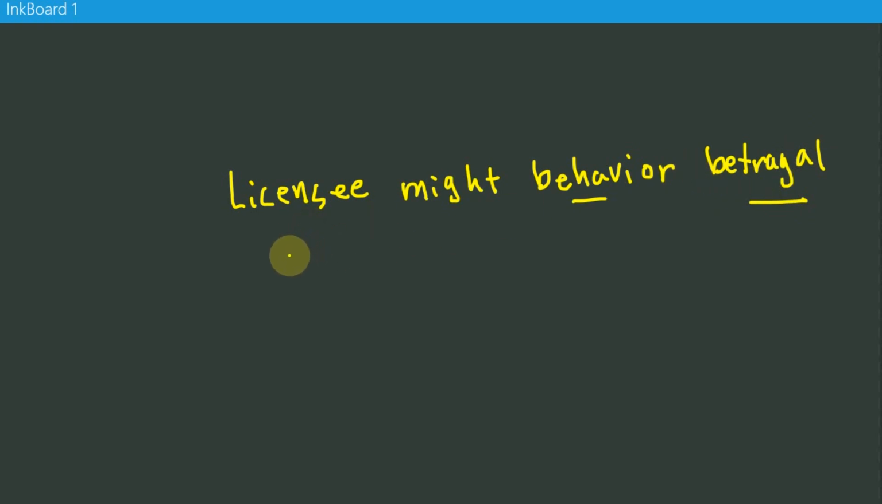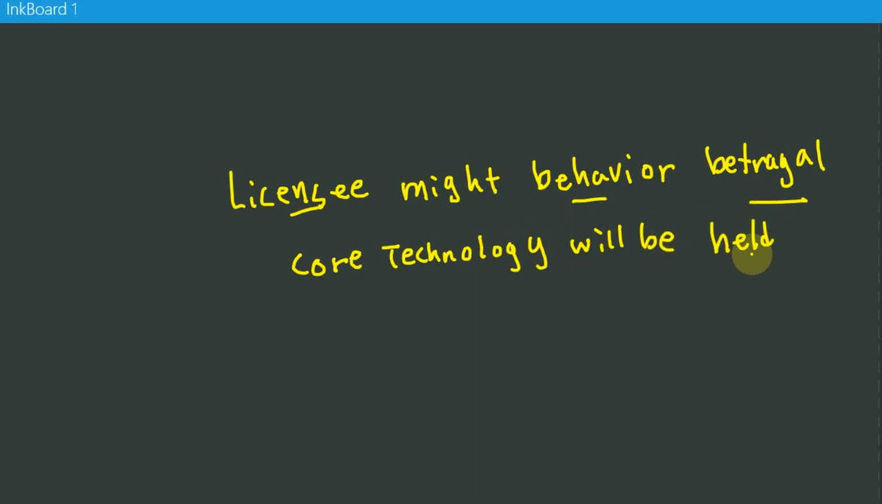Okay, so in this case, even the core technology will be held, not transferred. Okay, will be held, not transferred. So once you consider a licensing contract, the licensor should consider this kind of risk. Should consider this kind of risk.